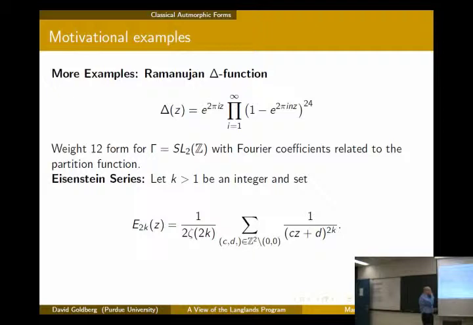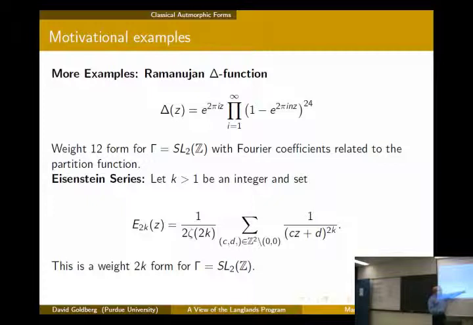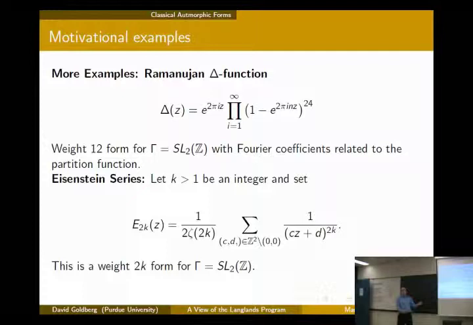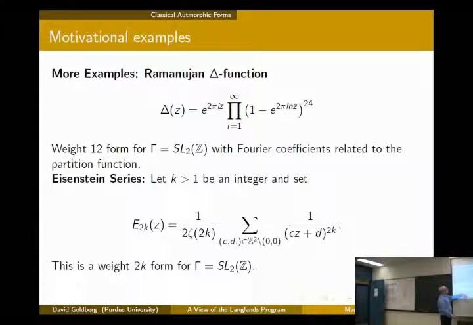Also quite often in number theory we have Eisenstein series. Here's an Eisenstein series: a sum over pairs of integers, not both zero, of 1 over cz plus d to the k. You can see why something like this would have the transformation property, because essentially the denominator is right there. It's not hard to see that that's also an automorphic form. And this is actually what's called a modular form. These two are actually modular forms, which means they're forms for the full modular group.